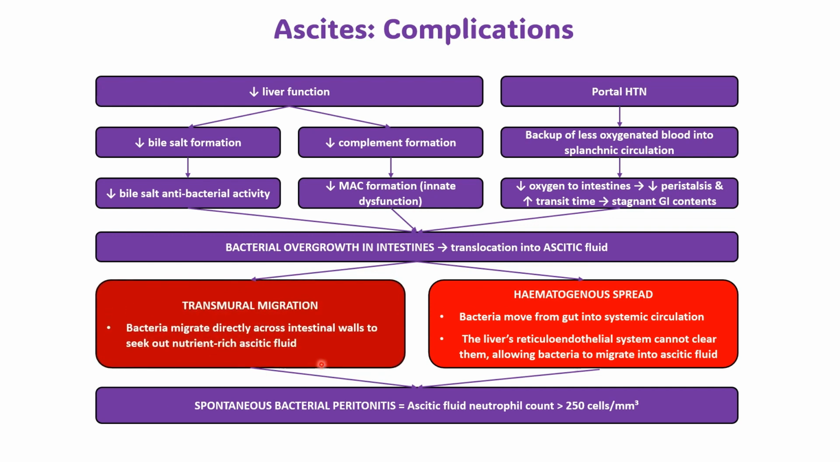Okay, so first of all, we have transmural migration, where the bacteria migrate directly across the intestinal walls to seek out the nutrient-rich ascitic fluid. Or we have hematogenous spread, so the bacteria move from the gut into the systemic circulation. The liver's reticuloendothelial system, part of the immune system, can't clear the bacteria, allowing them to migrate into the ascitic fluid. And this leads to spontaneous bacterial peritonitis, SBP, where we have an ascitic fluid neutrophil count of greater than 250 cells per millimeter cubed, or per microliter.